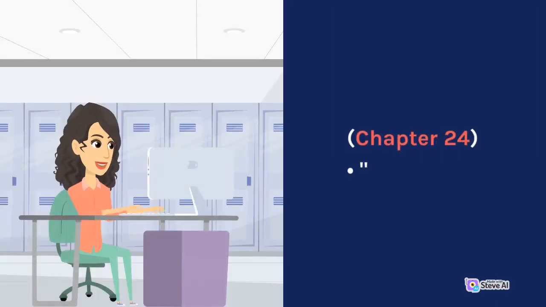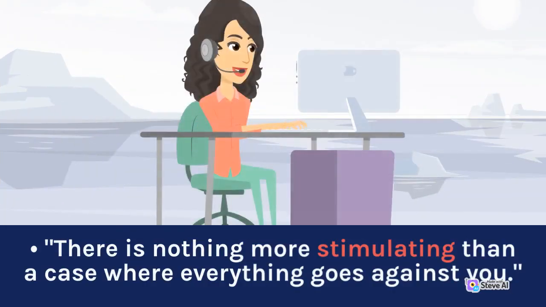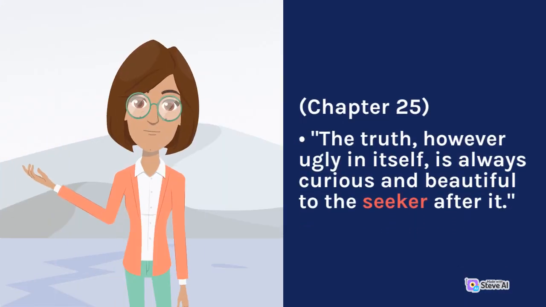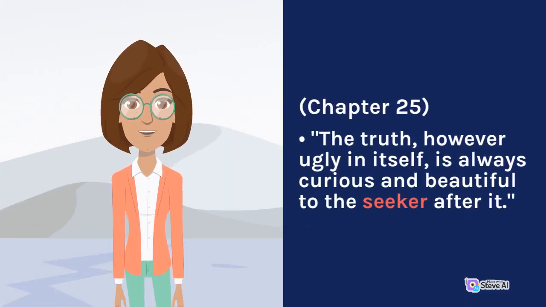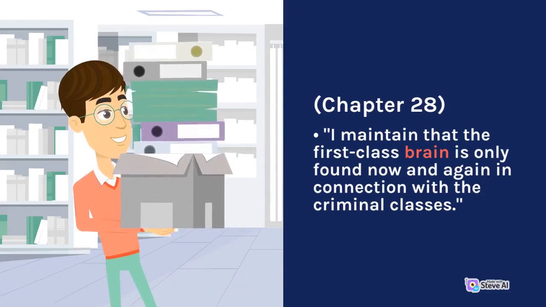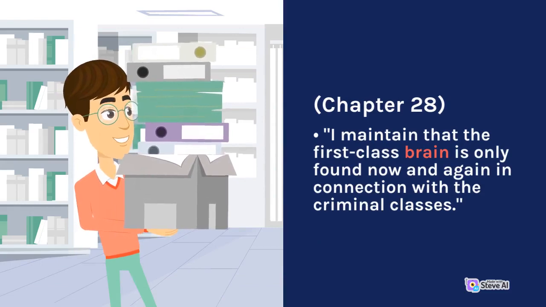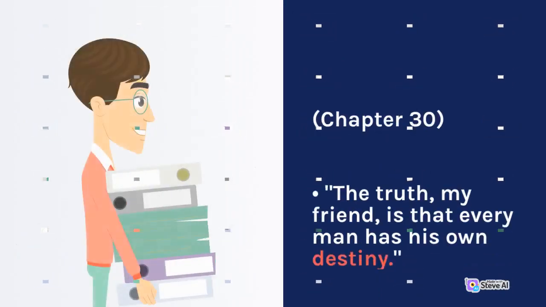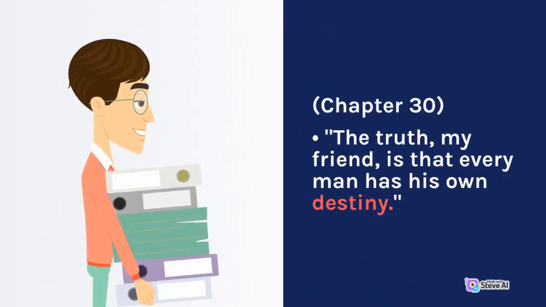Chapter 24: There is nothing more stimulating than a case where everything goes against you. Chapter 25: The truth, however ugly in itself, is always curious and beautiful to the seeker after it. Chapter 28: I maintain that the first-class brain is only found now and again in connection with the criminal classes. Chapter 30: The truth, my friend, is that every man has his own destiny.